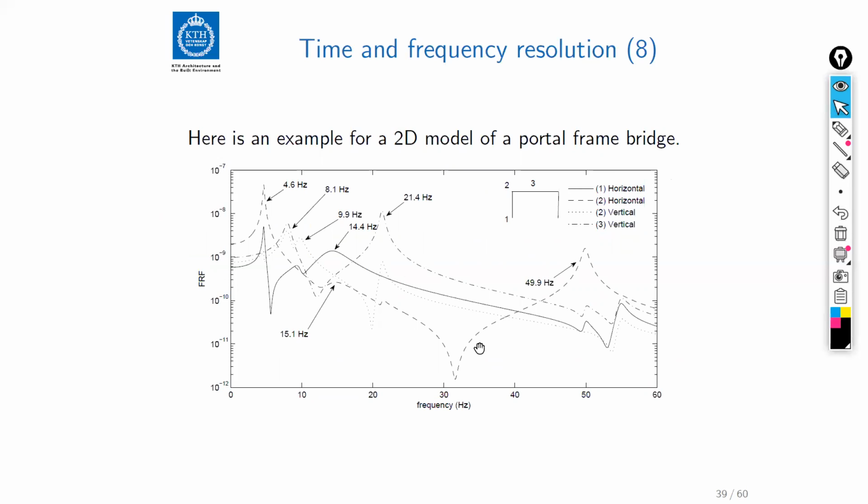This is a two-dimensional model of a portal frame bridge. So it looks like this. Here's one shear wall here, another shear wall there, and a plate on the top like that. And at these three different locations, I have plotted the frequency response functions corresponding to loads acting in the corresponding degree of freedom. So this line here involves a horizontal load acting at the horizontal degree of freedom in this point here.